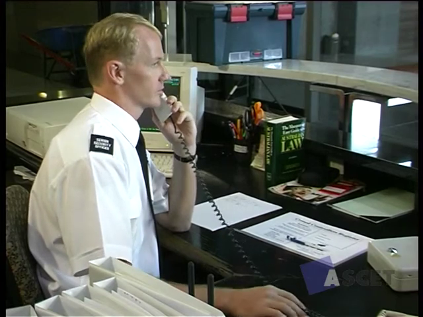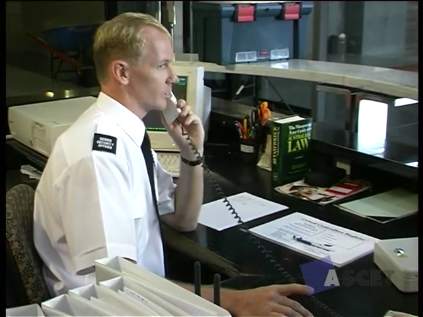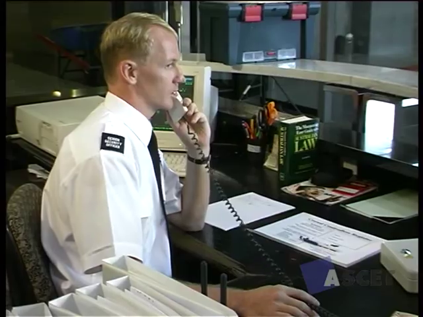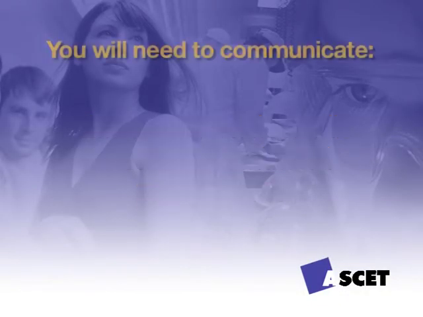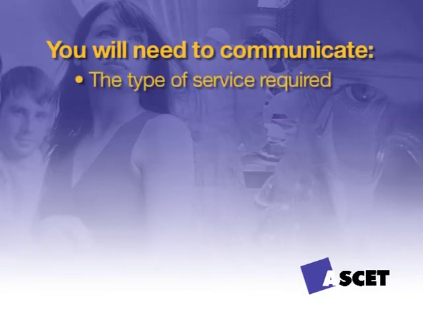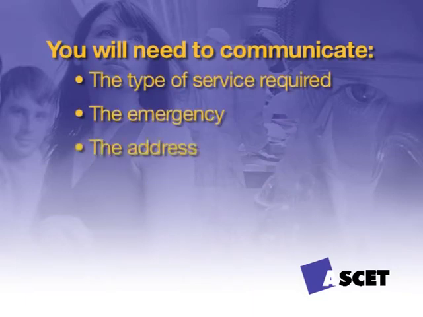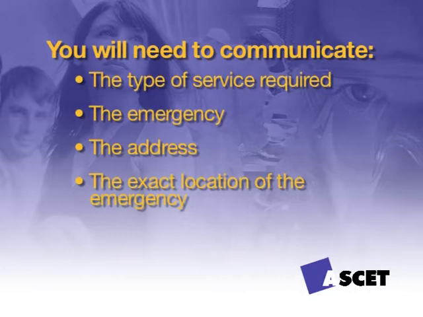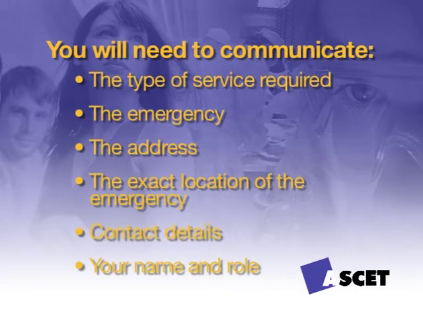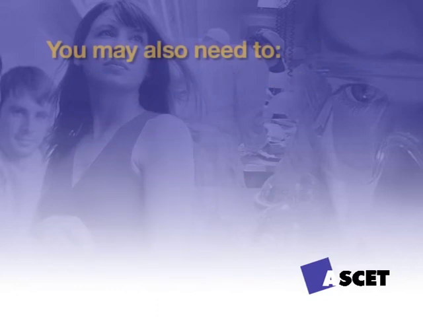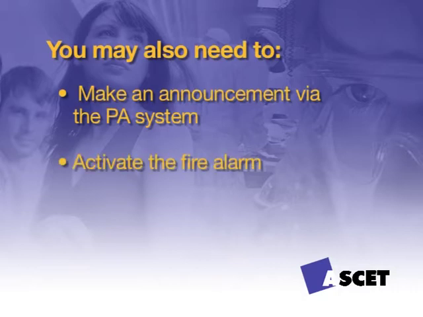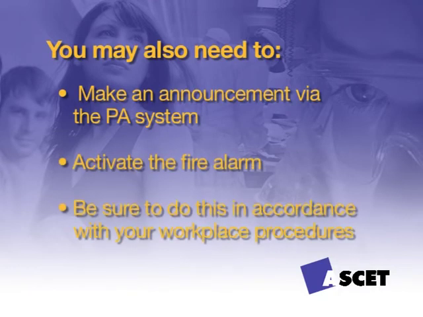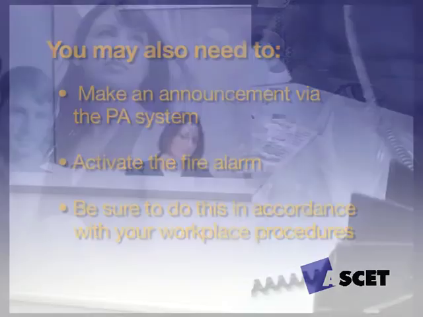In the event of an emergency, you may be required to operate several different types of communications devices. Emergency services will need to be contacted via telephone. You'll need to communicate the type of service required, the emergency, the address, the exact location of the emergency, contact details, and your name and role. You may also need to make an announcement via the PA system informing everyone of the emergency and activate the fire alarm. Be sure to do this in accordance with your workplace procedures.